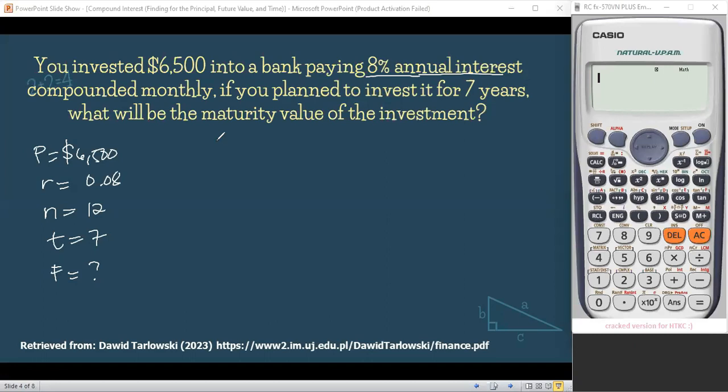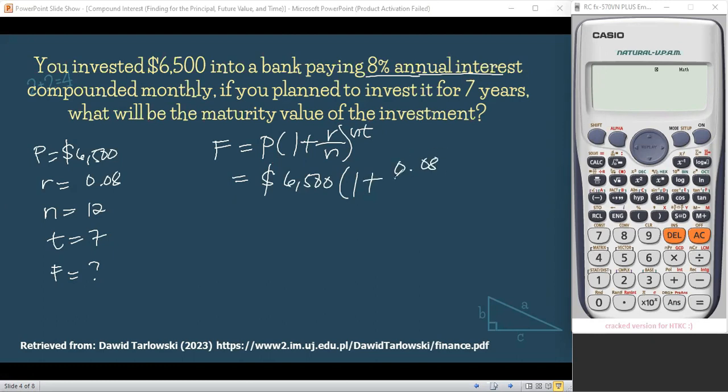So again, we have the formula F is equal to P times (1 plus R over N) raised to NT. So we have 6,500 times (1 plus 0.08 divided by 12) raised to 12 times 7. So 12 times 7, that is 84. 0.08 divided by 12 raised to 84.